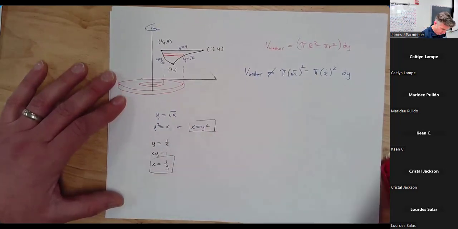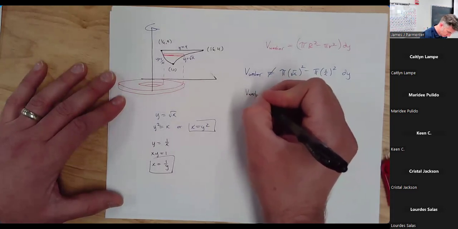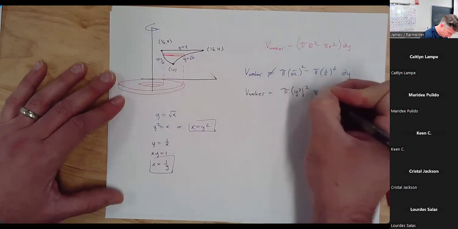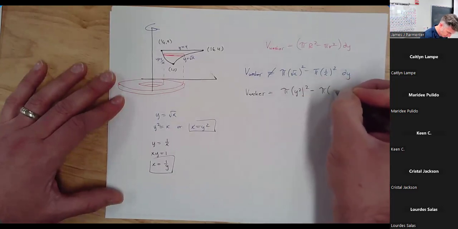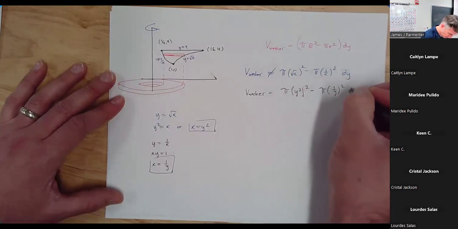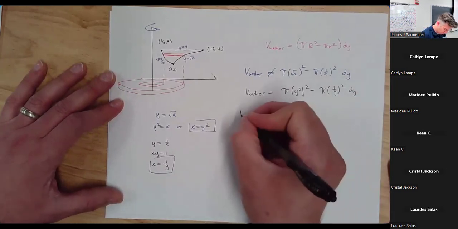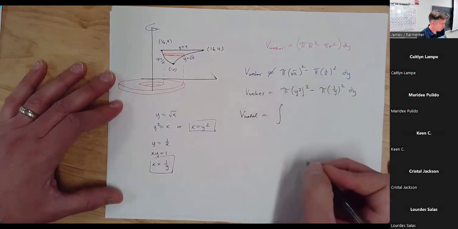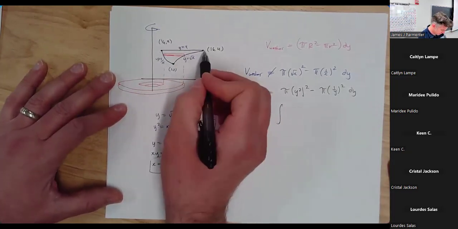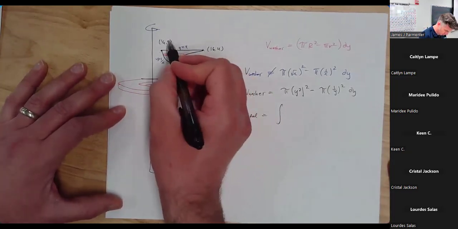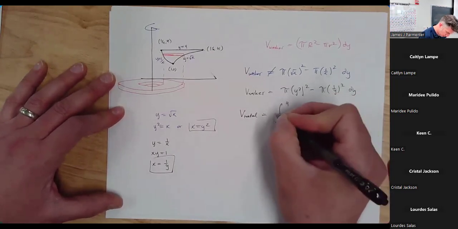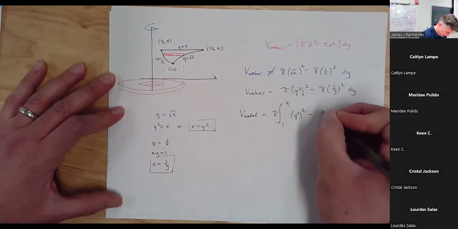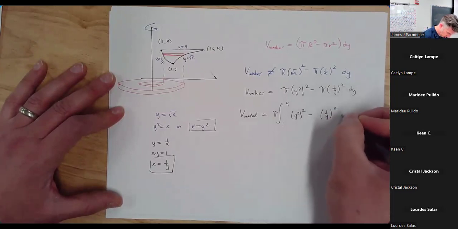So really, the volume of our washer here is going to be pi times y squared minus pi times 1 over y squared dy. And then the total volume is going to be the integral, not from 1/4 to 16, but from 1 to 4 of pi times our outer radius squared minus our inner radius squared.